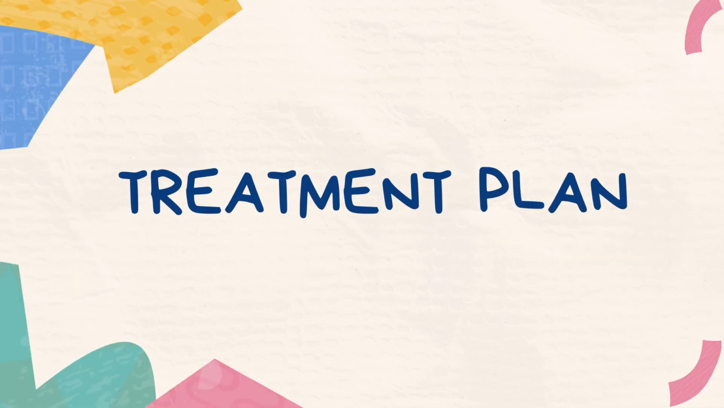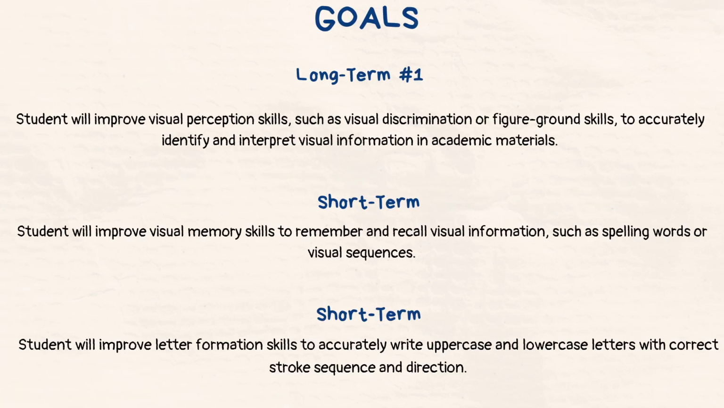So now we will discuss the treatment plan. I wanted to start with the goals that I've created for Ariel. My first long-term goal is that student will improve visual perception skills such as visual discrimination or figure ground skills to accurately identify and interpret visual information in academic materials.